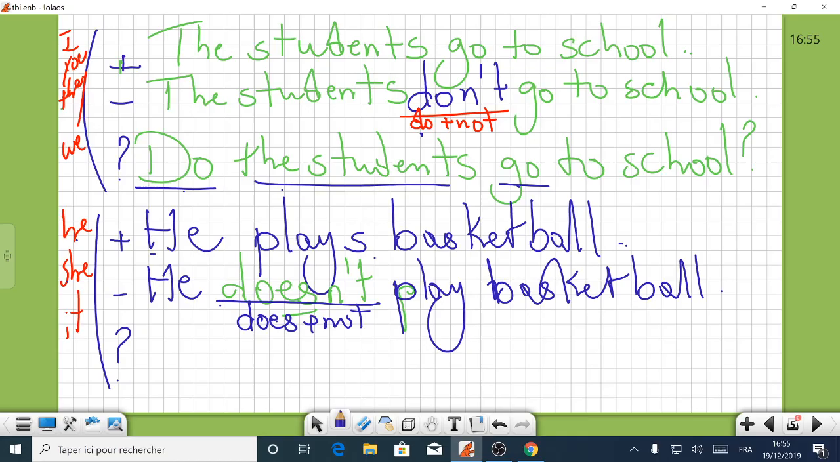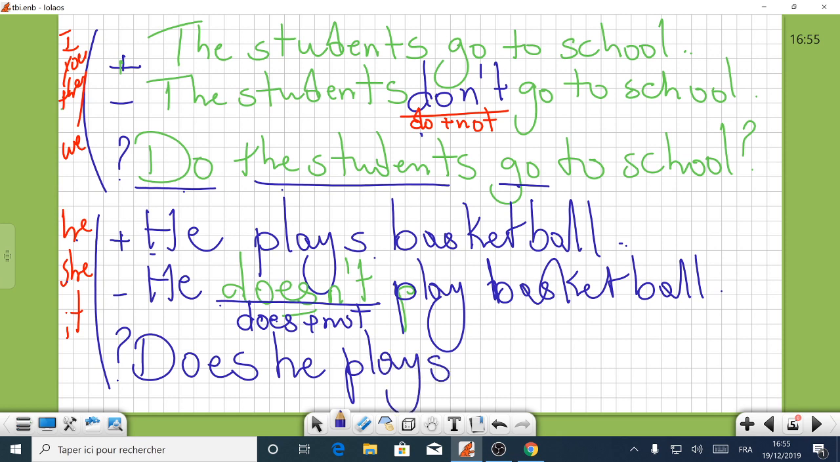do is does. So if you want to make it a question, we have inversion like the first category. So what do we say? We say does, he, the subject, and play. Of course, here, as you can see, we have plays. It takes the S, but here it doesn't take the S, because we have it here with the auxiliary, which is does. So what do we say? Does he play basketball?